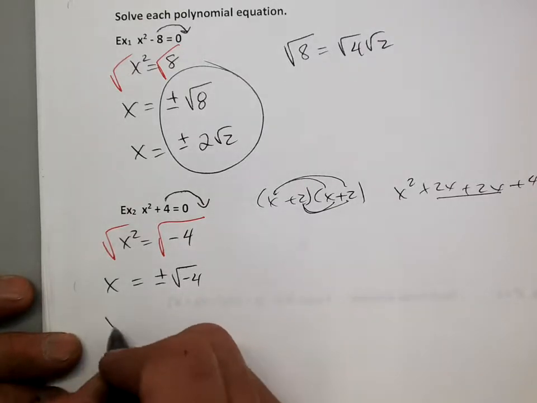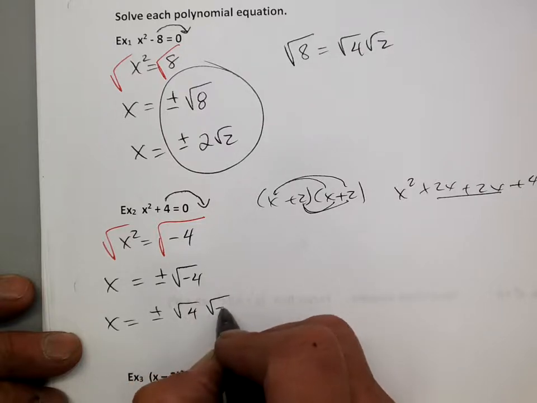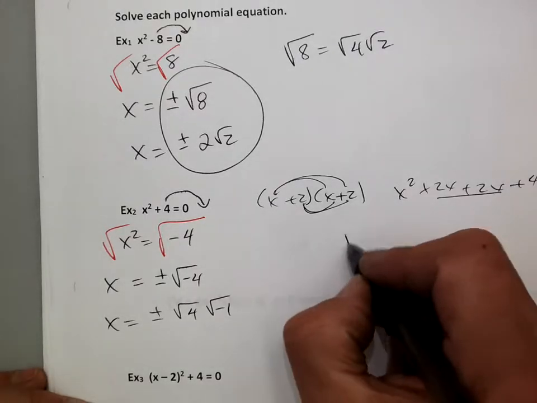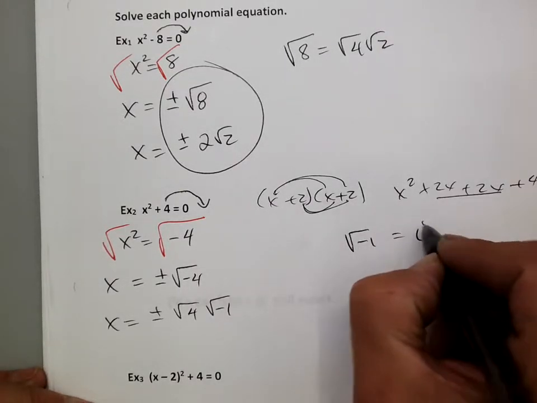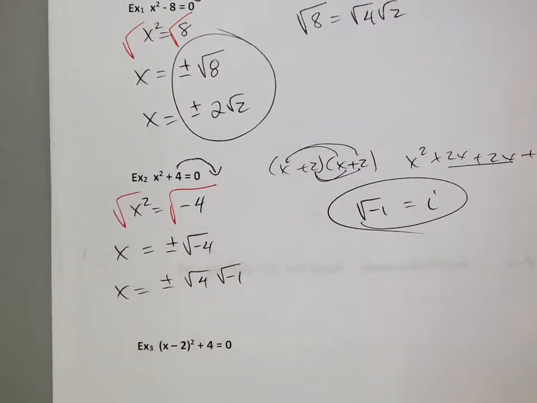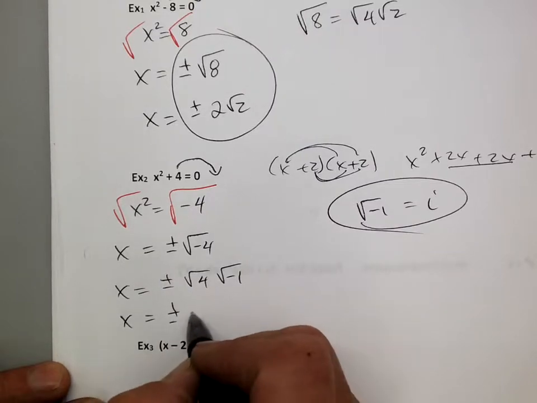So I could say x is equal to plus or minus the square root of 4 times the square root of negative 1. Now, you don't have to do this step. I'm just showing you where the i comes from. Because we know, we talked earlier that the square root of negative 1 is equal to i, right? Let's put a circle around that, okay? So my answer then would have to be x is equal to plus or minus 2i.